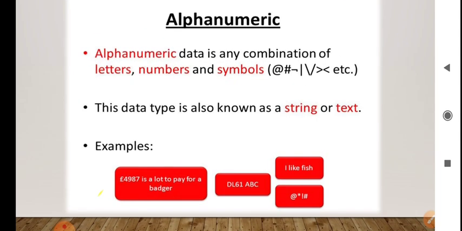Now what is alphanumeric? Alphanumeric data is any combination of letters, numbers and symbols. It is a combination of numbers, letters and special characters, or only letters. Okay. You can see here bracket open, at the rate, hash, slash, greater than sign, less than sign. Okay. So these are the alphanumeric examples. This data type is also known as string, or you can say text.